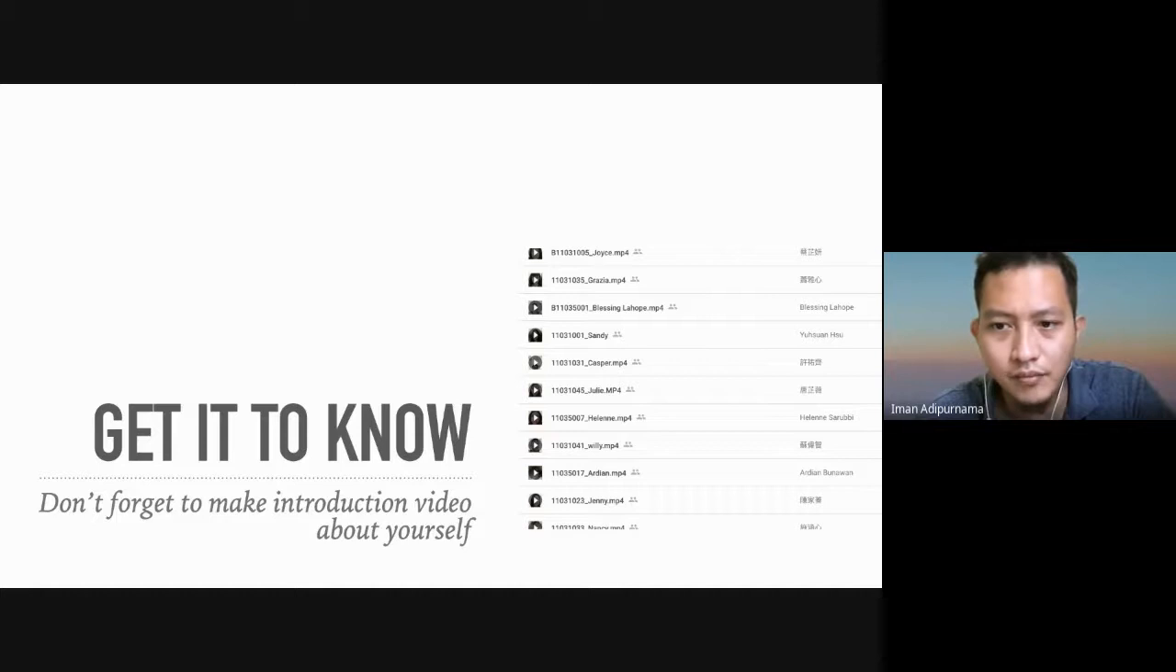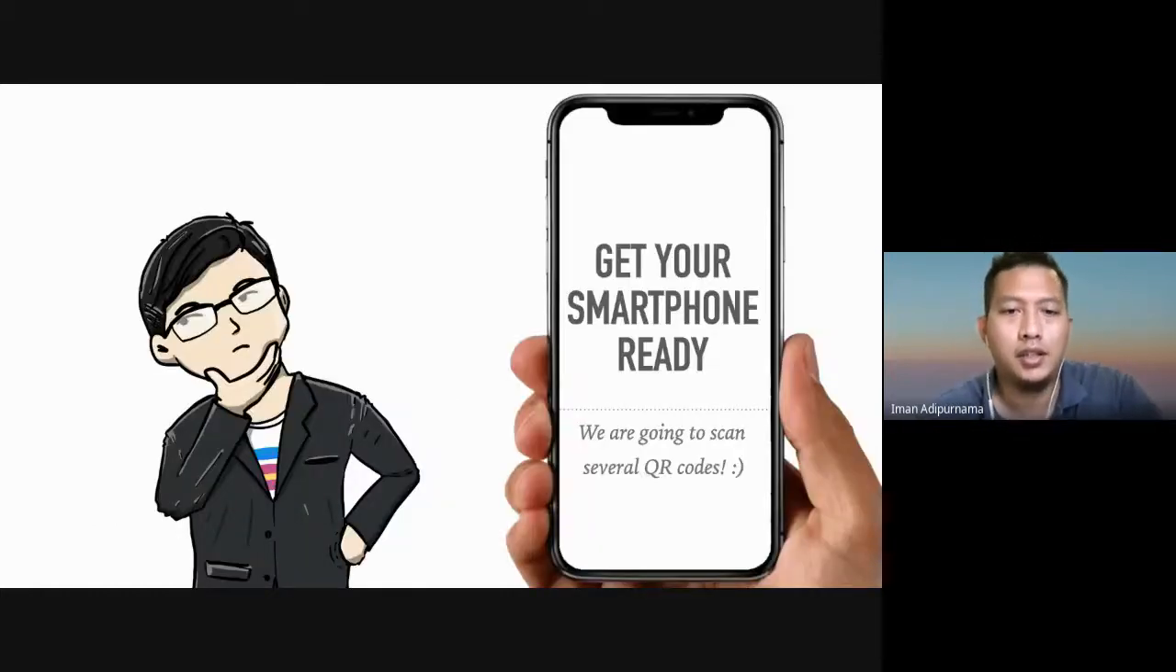Okay. And then the next thing is, during our online session, or even when we have the offline class, please have your smartphone ready. I know all of you have a smartphone because we are going to have some activity using it. So we are going to scan QR codes. Okay, so get your smartphone ready.